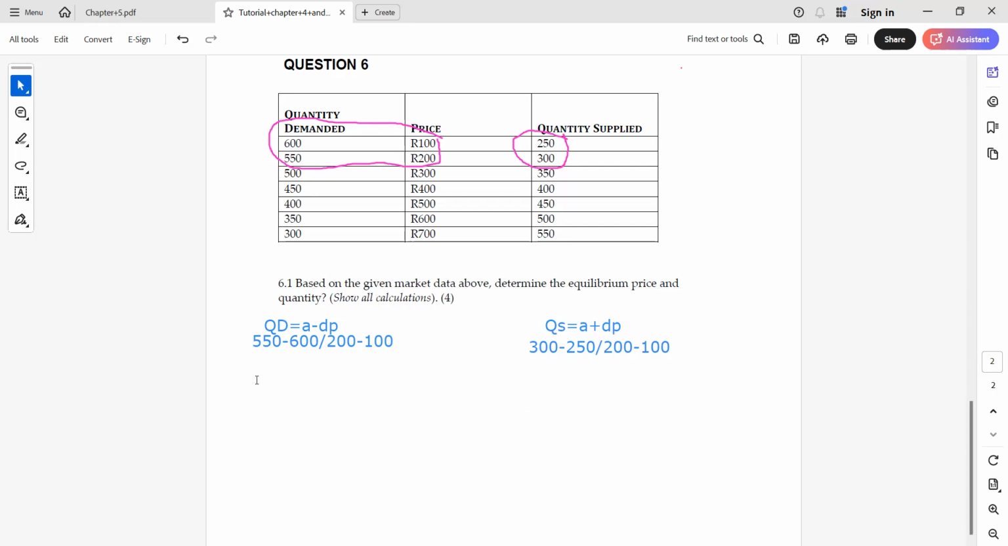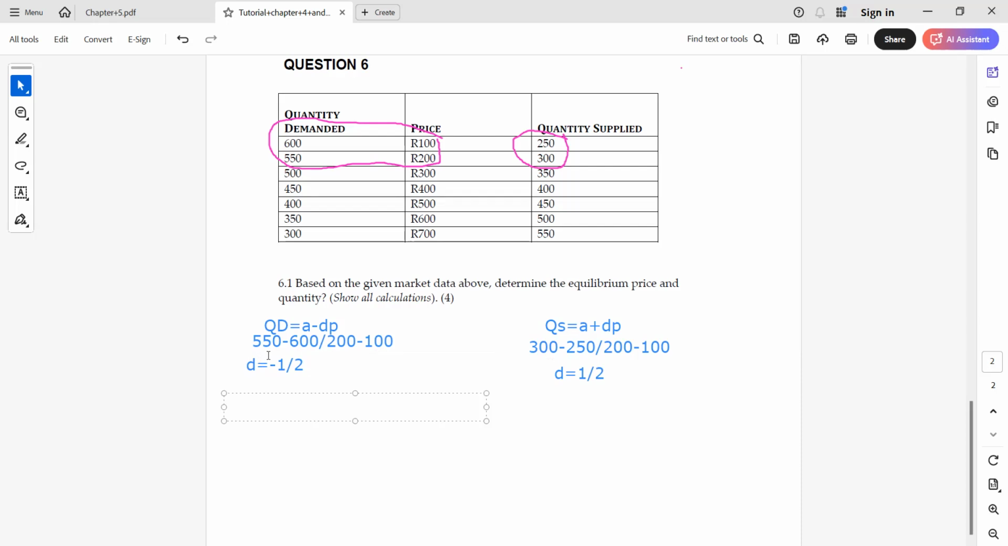And then you just put this in your calculator. For your quantity demanded, 550 minus 600, so your D is equal to negative 1/2. And then on this side you get your D being equal to positive 1/2. So you have your D, and then what do you do after this?